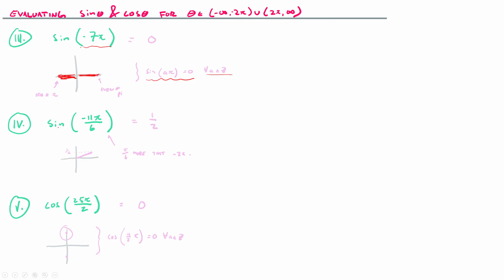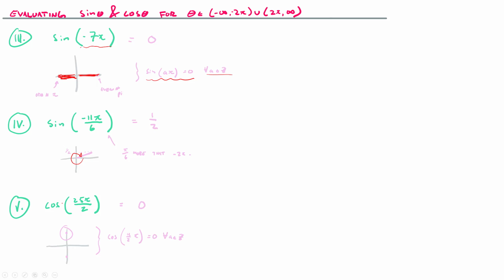For 4, rather, the sine of negative 11 pi over 6, I saw that as being almost negative 2 pi. So if we subtract 1 more pi over 6, then we would be at negative 2 pi. So negative 11 pi over 6 is pi over 6 more than negative 2 pi. Since we're going in a clockwise direction because it's negative, that actually puts us in quadrant 1. And the y coordinate for the pi over 6 reference angle is 1/2. So 1/2 is the answer there.